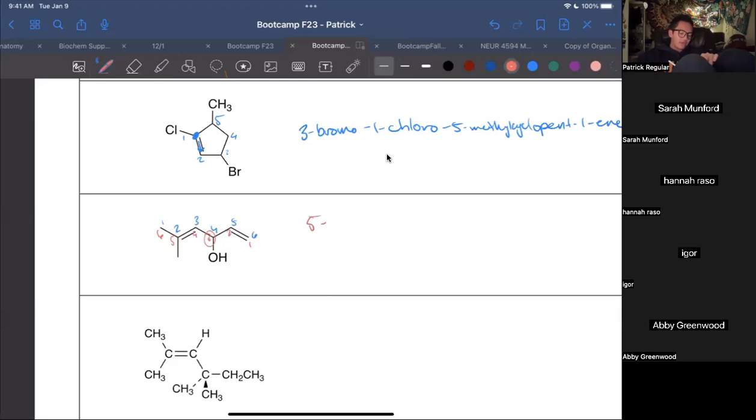So it would be 5 methyl, hexa, 1, 4, again, the numbers being where that double bond started. 1, 4, diene, 3, ol.